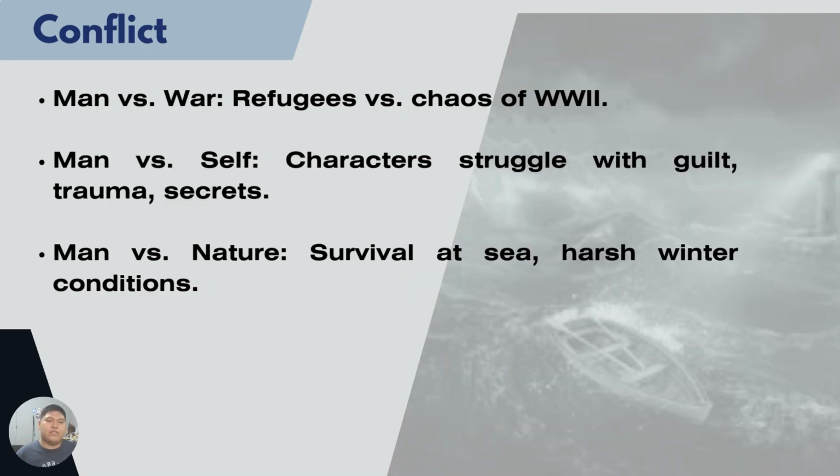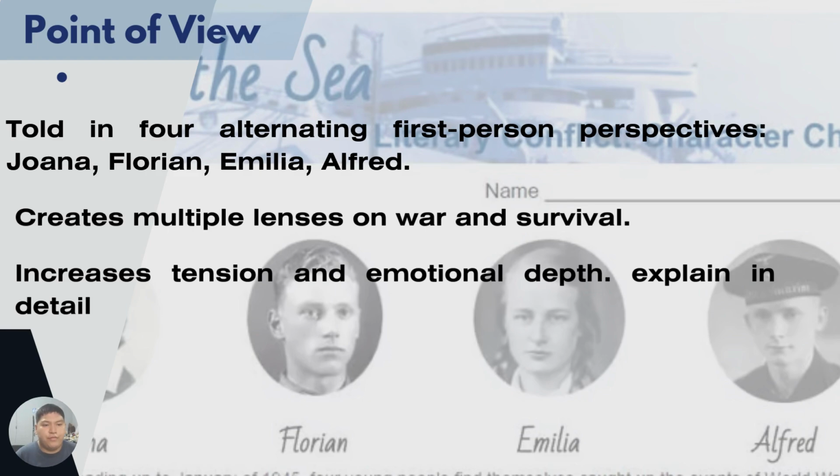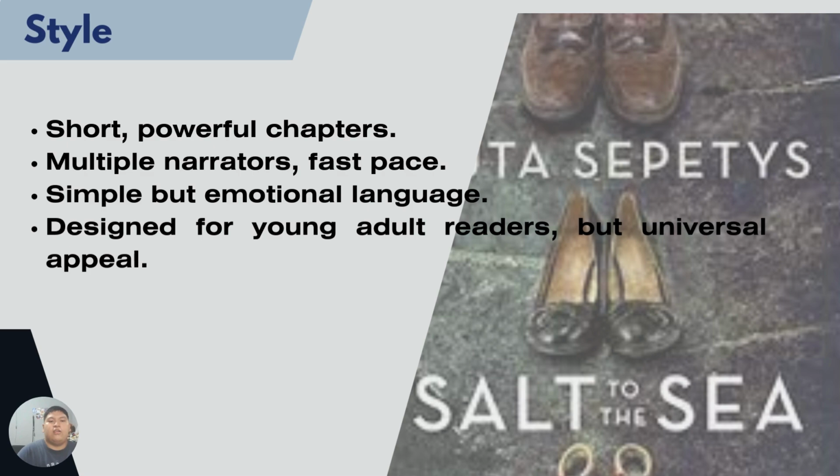So the conflict, man versus war. Refugee versus the chaos, the war itself. Is this man versus man? Man versus self, mga ilang mga struggles, each character. Man versus nature, the winter, the coldness. So the point of view, as I told, Florian and Emilia and Alfred and Joanna. Style is short, powerful chapters, multiple narrators, fast paced, simple but emotional. Designed for young adult readers but universally appealing.